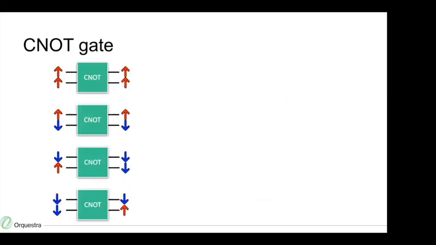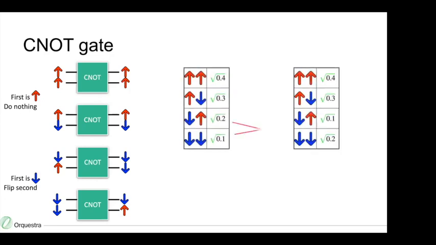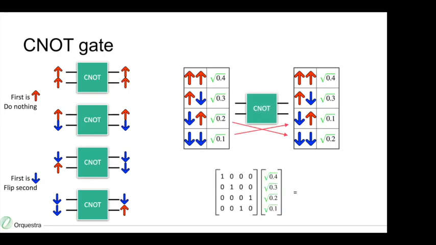And we have the CNOT gate. So who can help me figure out what the CNOT gate does? Can somebody suggest what it does based on this? Christopher says it flips the state of the target when the control state is one. Exactly, it's a control state, right? So if the first is up, you do nothing. And if the first is down, you flip the second one. So this is what it does. That's the CNOT gate, controlled NOT. And this is the matrix for it.